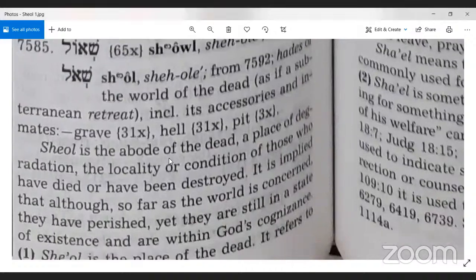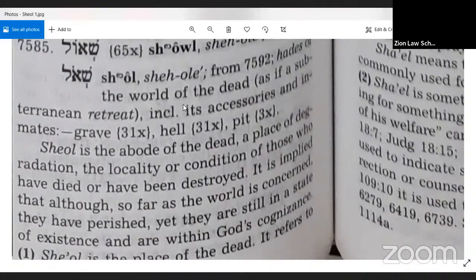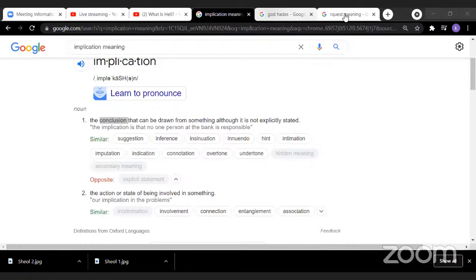Including its accessories. So the world of the dead has accessories and what? Inmates. It has accessories and inmates. So let's look up accessories. You know, like a woman wearing accessories, right? Right, right. Oh, by the way, let's go through something.